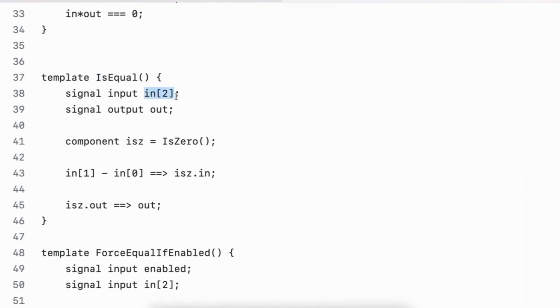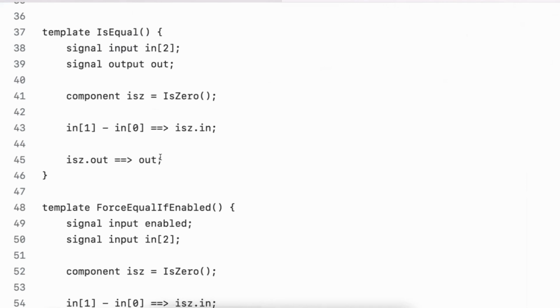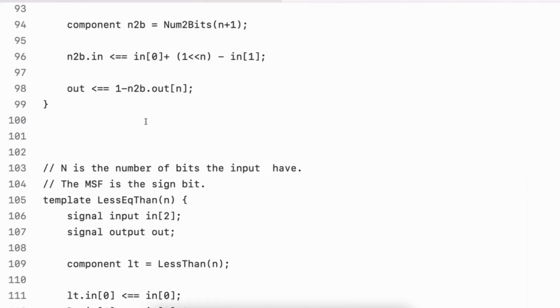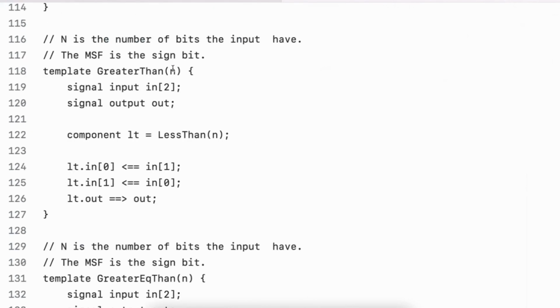And your input is an array of two signals that you want to know are equal. And then you have a subcomponent. A component is like a specific circuit. And you're making sure that in[1] minus in[0] satisfies this circuit IsZero. So the difference between the two inputs is 0. This is the arithmetic thinking that is required if you're going this route. So they have an implementation of less than, less or equal, greater than.